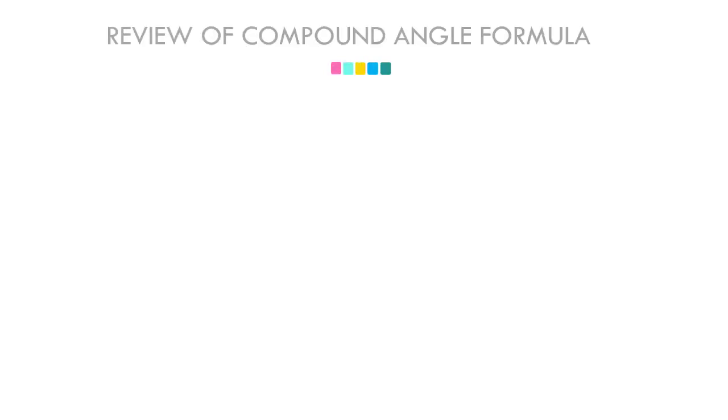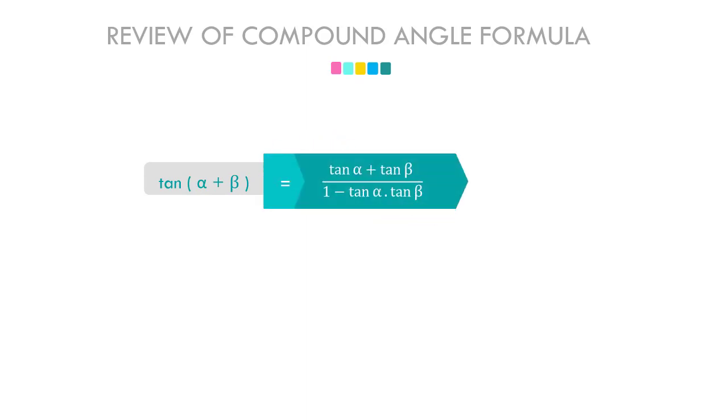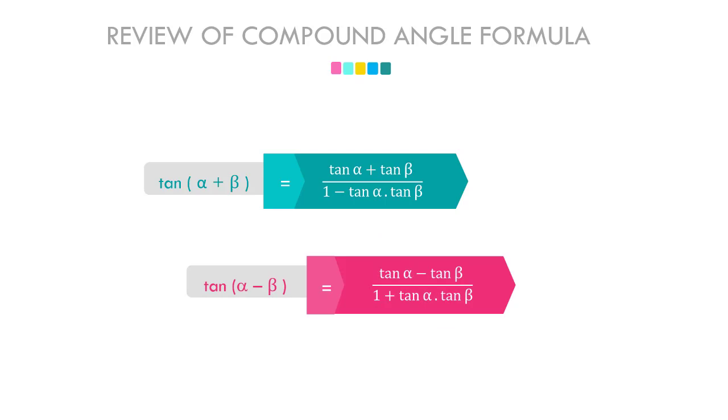2 more is the formula of compound angle for tangent. First, tangent alpha plus beta equals tangent alpha plus tangent beta over 1 minus tangent alpha tangent beta. And for tangent alpha minus beta, it is tangent alpha minus tangent beta over 1 plus tangent alpha tangent beta. You already can see how the sign is related, right? So, better to remember all before we have more formulas later.